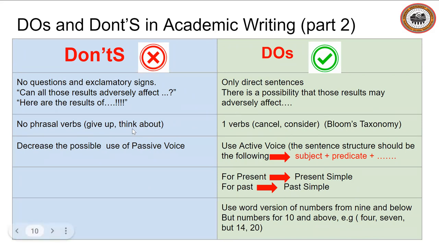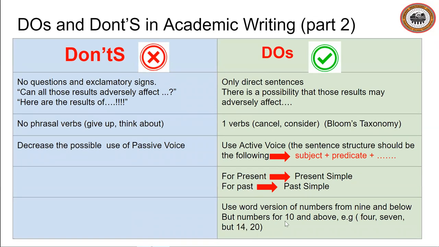We've already talked about the possible use of passive voice. It says that it's better to use more active voice. For the present tense, guys, if you're talking about the results, et cetera, the things that you have already found, you need to use present simple. For past, when you're talking about your data collection process, et cetera, or the literature review conducted already, you can use past simple. Use the word version of numbers from 9 and below, but for numbers 10 and above, use digits: four, seven, but 14 and 20. Use the alphabetical versions.